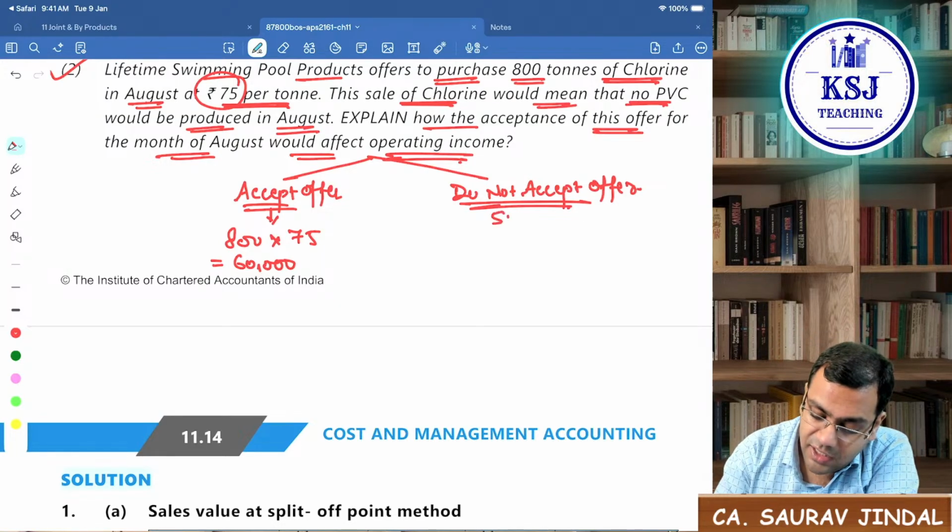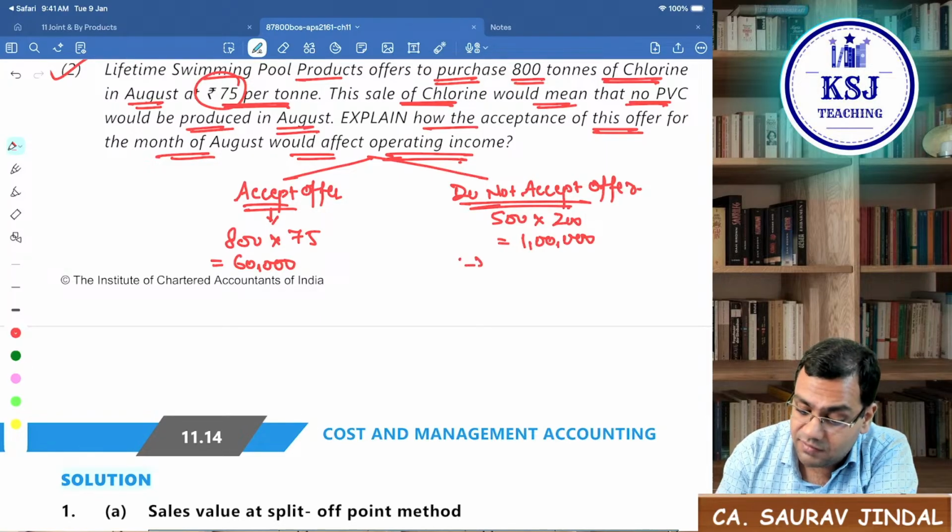You will convert it into PVC. You will sell it as PVC, that is 1 lakh. Is this your income? No, sir. For this conversion, you have to incur 20,000 of further processing costs. So your income will be 80,000.